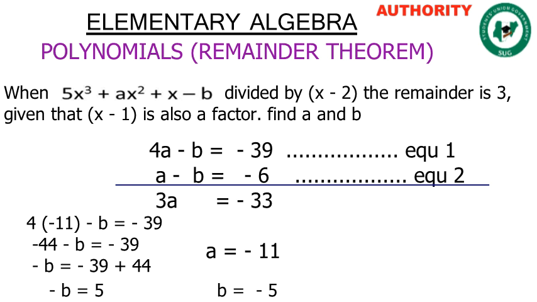Let's take our minus 44 to the other side. So we're going to turn to plus 44. So we have minus b is equal to minus 39 plus 44, which will give us 5. That means we're having minus b is equal to 5. So our b cannot remain negative. Let's divide both sides by minus 1. In so doing, we're going to have b is equal to minus 5. Alright, our value for a is equal to minus 11. Our value for b is equal to minus 5.